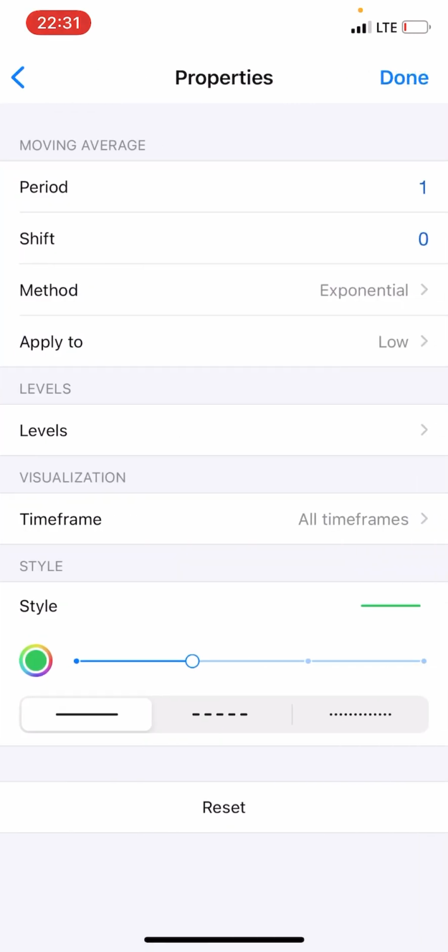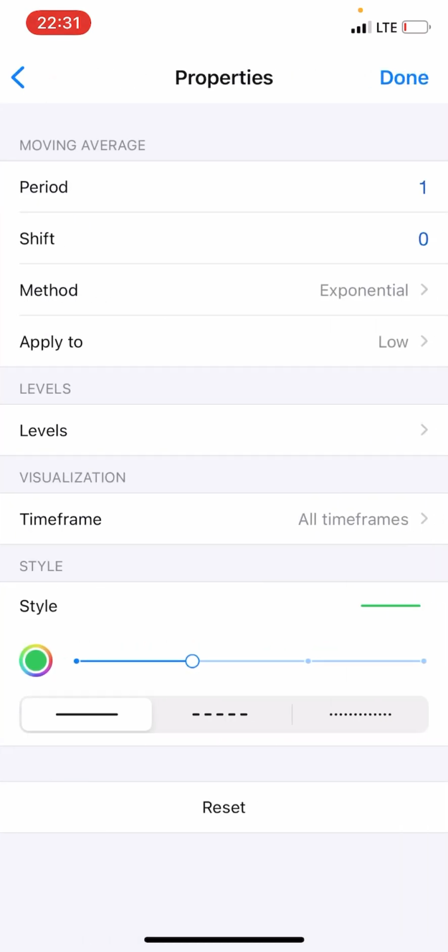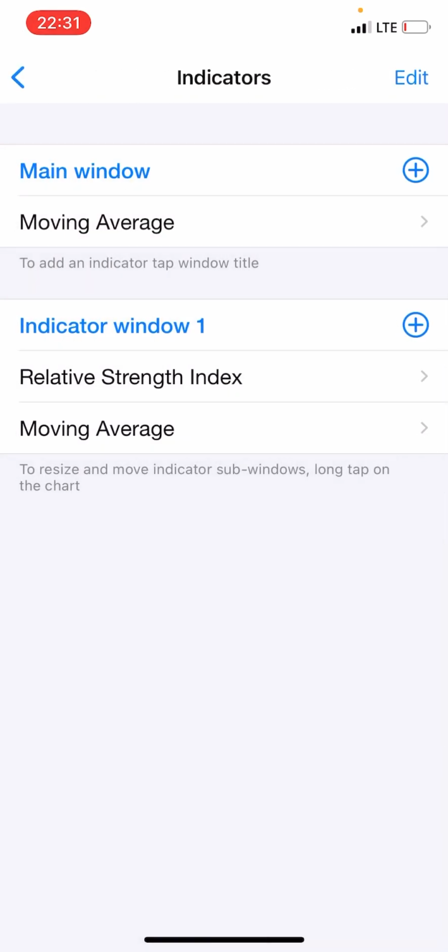Now the second moving average is on the indicator window 1. We had the first one on the main window. Now this is another one. Sorry, I'm on the road. I just have to do a quick one. The period here is 1, the shift is 0, method exponential, we apply to low. There are no levels, all time frames, just use any color.